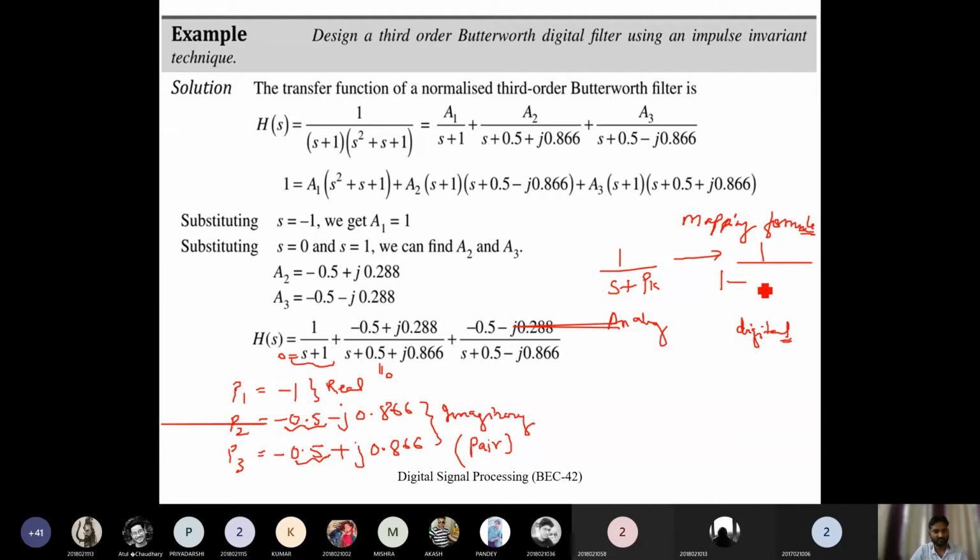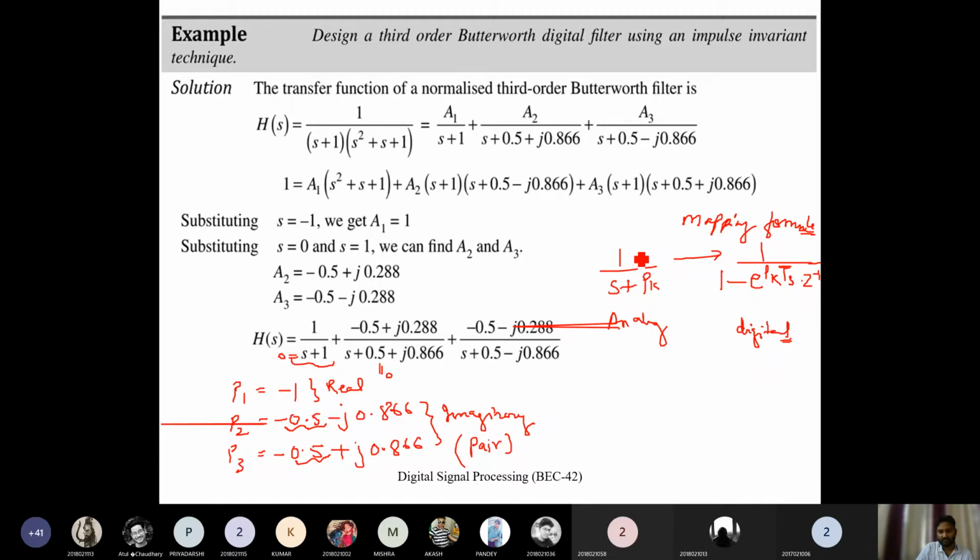So it will always be in terms of Z. Along with that, the effect of this Pk, that is the pole location, will be e to the power Pk into T, and this T will be your sampling time. Whatever sampling time the analog signal is sampled at to become a digital signal, we will use this sampling time multiplied by Z to the power -1. So this is the replacement.